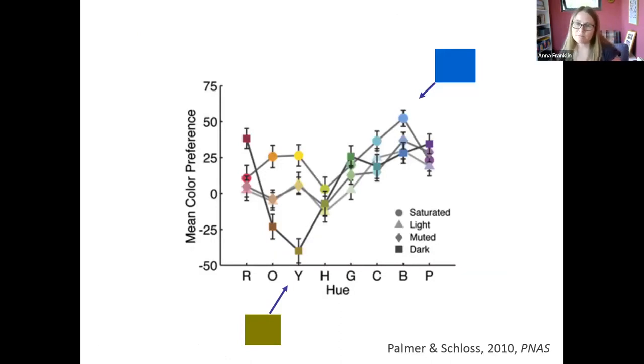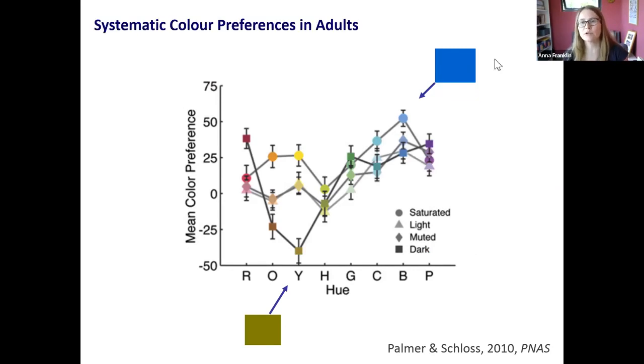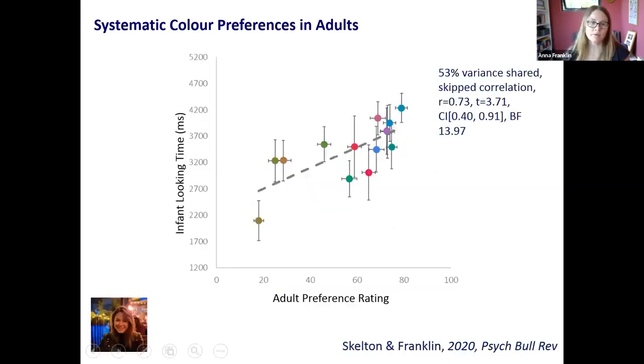Another phenomenon that can be traced back to infancy is colour preference. It's established that adults prefer some colours more than others. For example, blue is very commonly preferred, and this dark yellow green is commonly disliked. Now, when we record infants' looking time at individually presented colours, it also relates to how much adults like those colours. Over half of the variance can be explained. So infants look longer at colours that adults like.